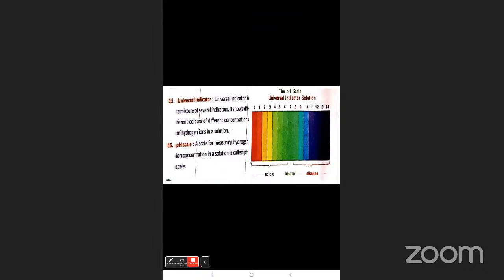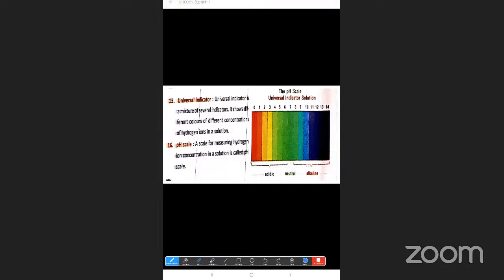Now the next one, universal indicator. Universal indicator is a mixture of several indicators. So it shows different colors for different concentrations of hydrogen ions in a solution. On the pH scale it will show different colors for different concentrations of hydrogen ions in a solution.